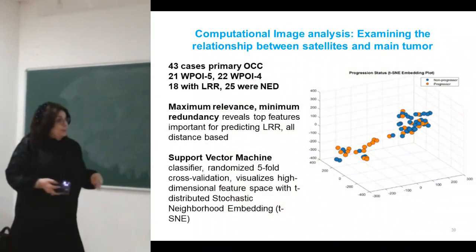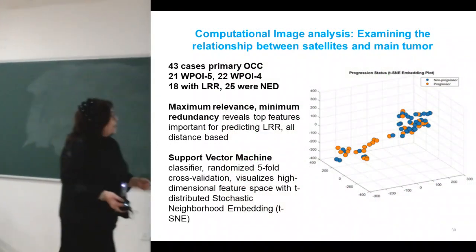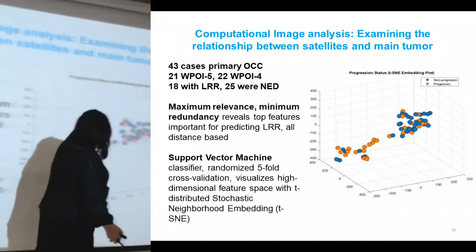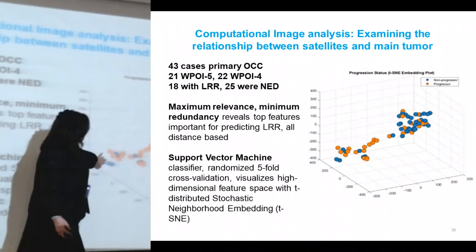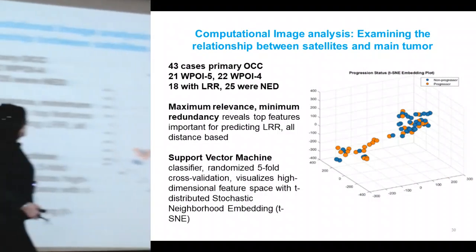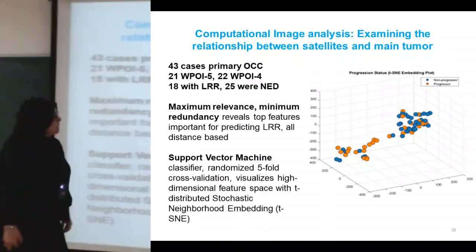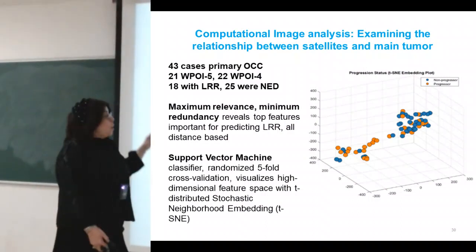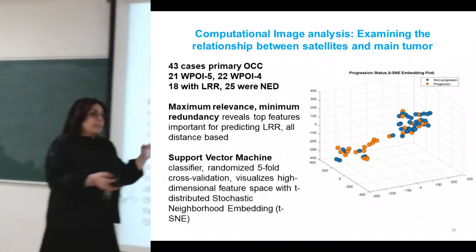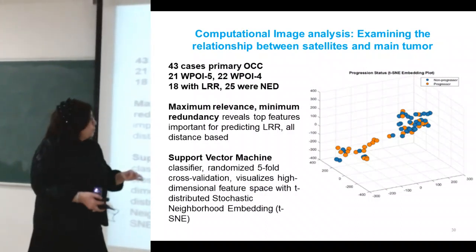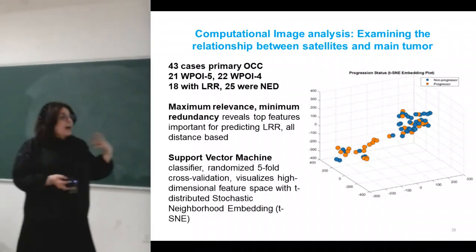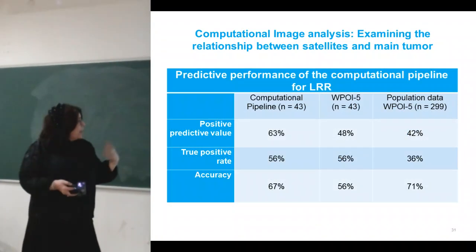And so, same data. Here's a scatter graph, and these are patients. The orange are patients who have undergone progression, and the blue, patients who have not undergone progression. So it's a way of looking at this and saying, something's there. All of the features that were extracted and used were based on distances between the main tumor and the tumor satellites. So it's not a surprise, but it's validating that we're on the right path.